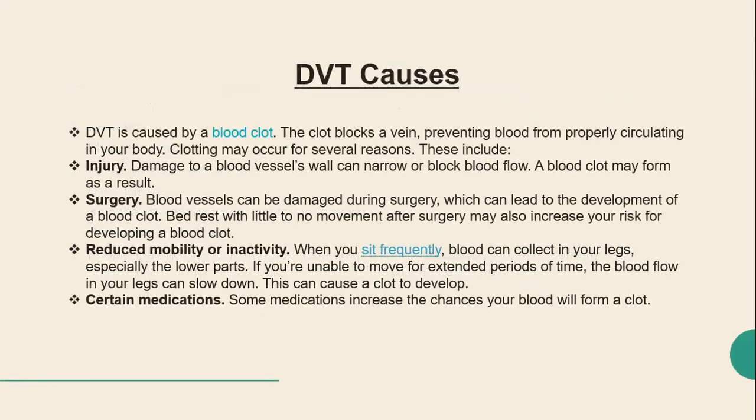What are the causes of deep vein thrombosis? DVT is caused by a blood clot. The clot blocks a vein, preventing blood from properly circulating in your body. Clotting may occur for several reasons. These include injury. Damage to a blood vessel's wall can narrow or block blood flow. A blood clot may form as a result.